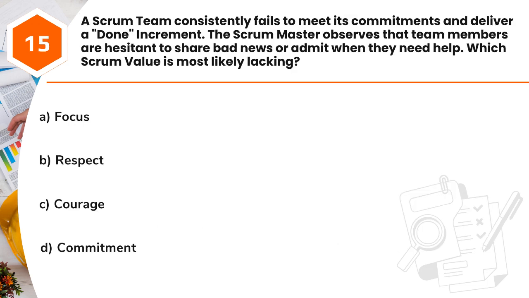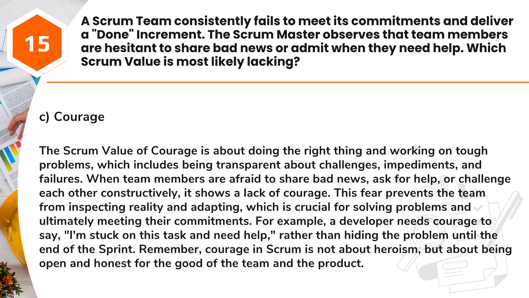Question 15. A Scrum team consistently fails to meet its commitments and deliver a done increment. The Scrum Master observes that team members are hesitant to share bad news or admit when they need help. Which Scrum value is most likely lacking? A. Focus. B. Respect. C. Courage. D. Commitment. Answer. C.